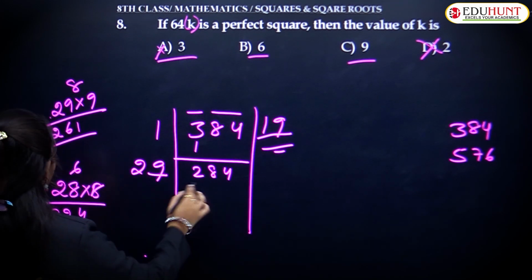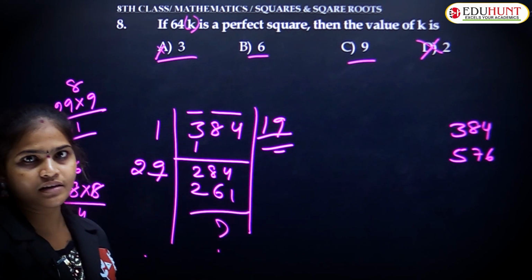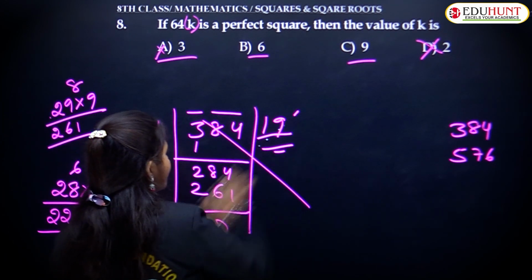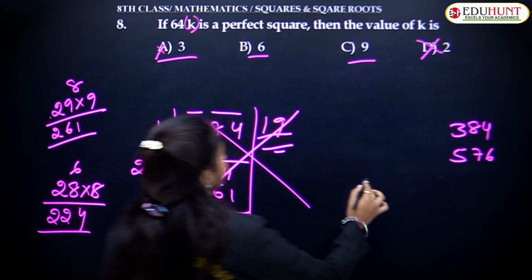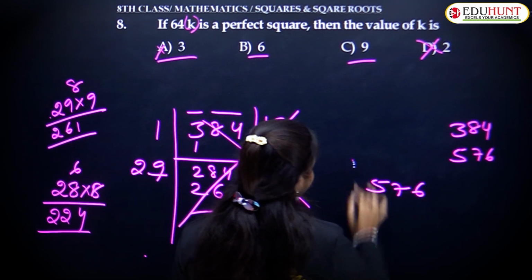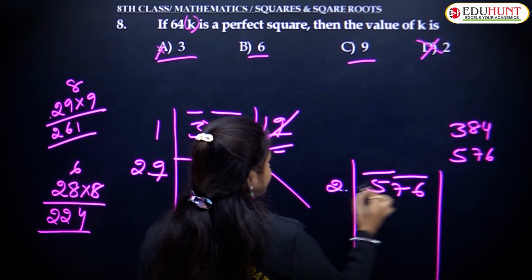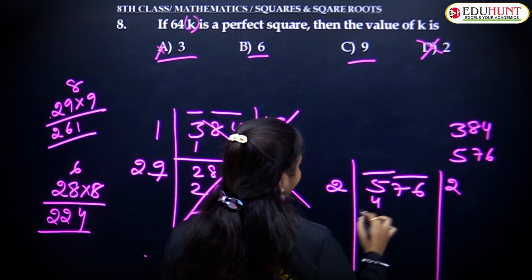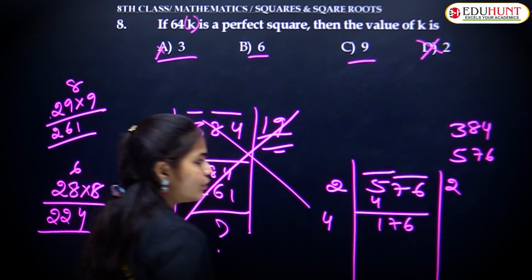Easily we can say that here. Why? Because if you take 261, you will get a remainder. So easily we can say that this is not a perfect square. Okay. Still we are having one more number. That number also is better to check. So the first digit 5. Its nearest number is 2, 2 2s are 4. So 176. Double of 2 is 4.